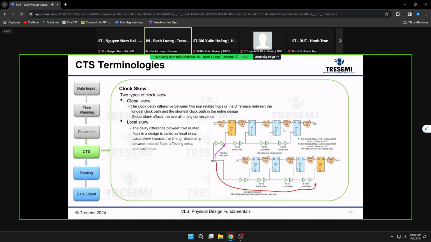Yeah, they'll be in different skew groups. They'll be asynchronous to each other. Yep, precisely.